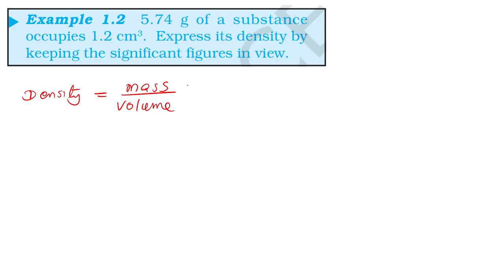Now what is mass here? This is actually a solved example. You have to write the unit after the number. Mass is 5.74 gram. Volume is what? Volume is given 1.2 centimeter cube.